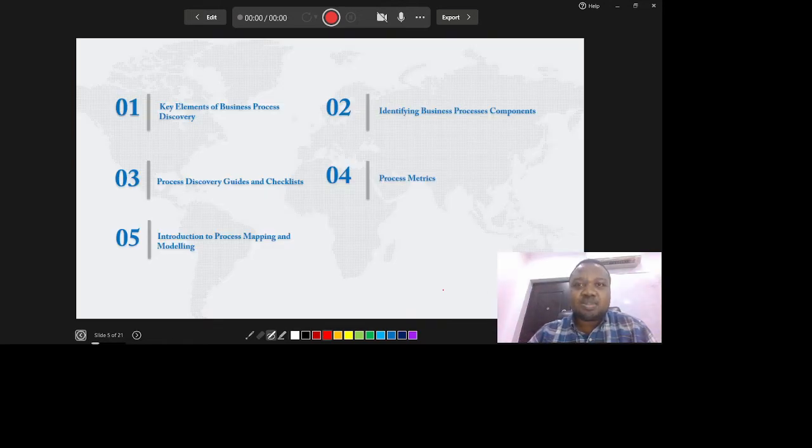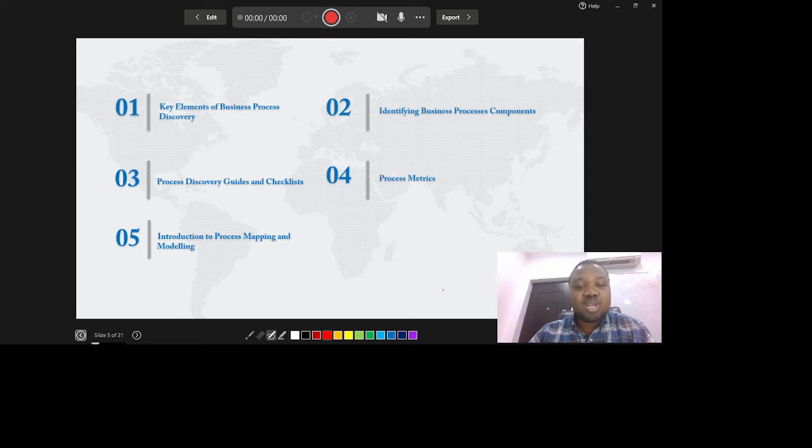So, what are the expectations for Module 2? You understand what business processes are. We get to unveil the key elements and components of business process discovery. We get to look at process discovery guides and checklists, process metrics. What's the importance of capturing these metrics as it relates to process documentation?